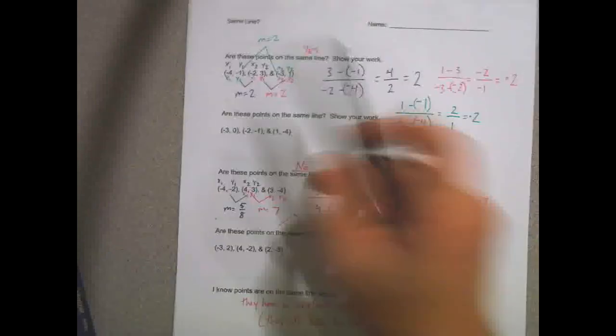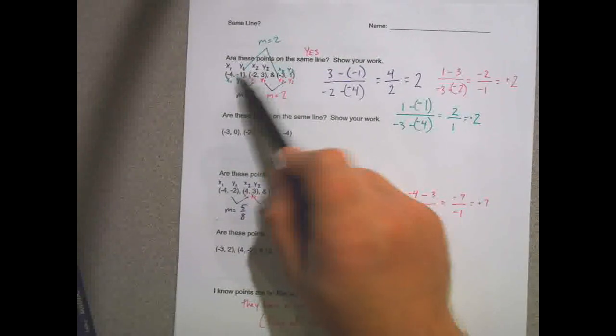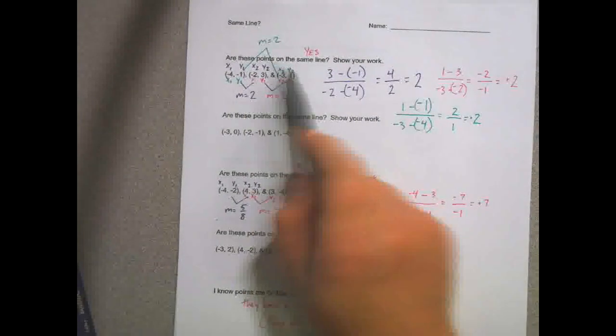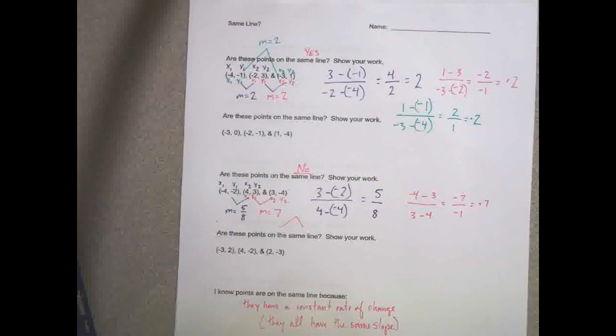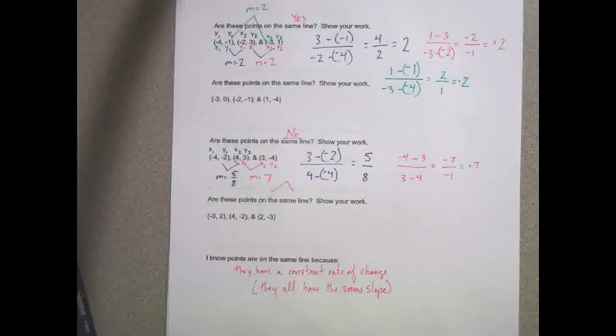But if I look at the top, the slope between the two purple points, the slope between the two green points, and the slope between the two pink points, it's all the same. So they all have the same slope. If they're on the same line, they all will have the same slope. All right, you got something to try.